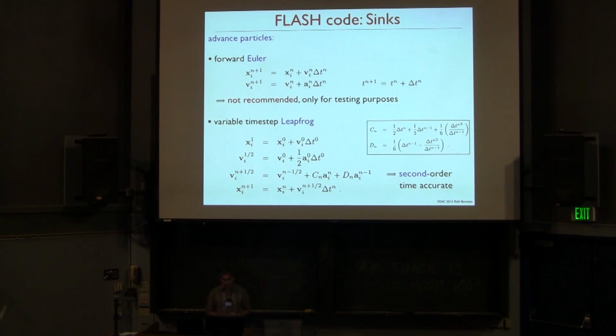And a much better way, I will show you some results of advancing your particles, is this method of a variable time step leapfrog method, where you use half time steps to move your particle along. And this is second order accurate and gives you very good stable orbits for a long time.